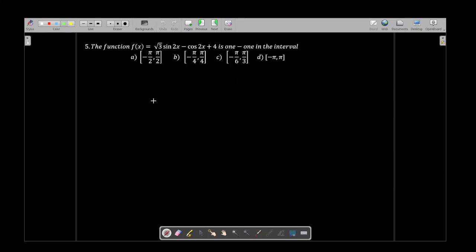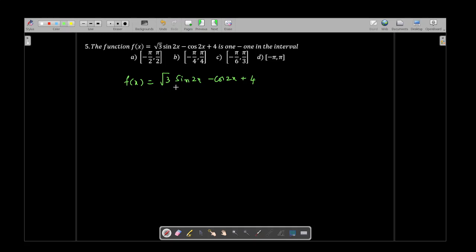So okay, this is an interesting problem. We have f of x is equal to root 3 sine 2x minus cos 2x plus 4. So whenever we have problems like this, we have to bring it to either sine or cos. We have both sine and cos here. How to bring this to only one function?